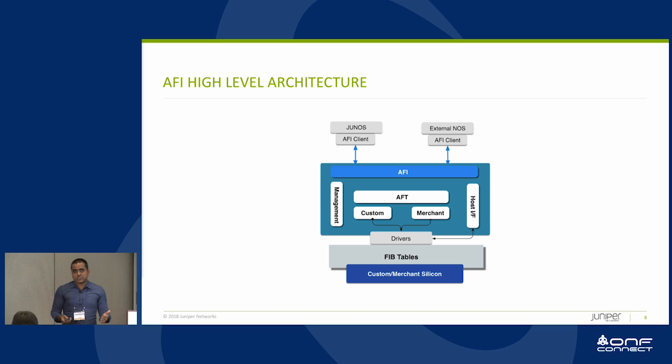So all the features which we have implemented in Junos also use AFI internally. And below that, we have the Aft forwarding toolkit, which actually supports AFI. And below Aft, we can support custom or merchant silicon, and we have the management side of the whole infra and the host interface for packet inject and packet punt. And then we have the silicon, the drivers, and the FIB tables in the silicon, right? So this is a little bit more detail about how the AFI layering works.